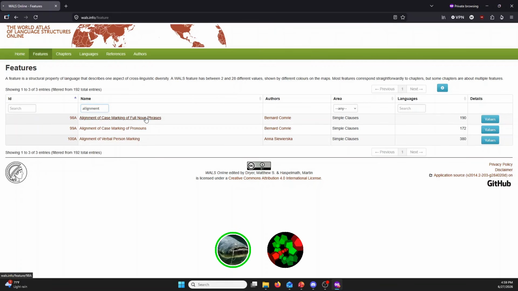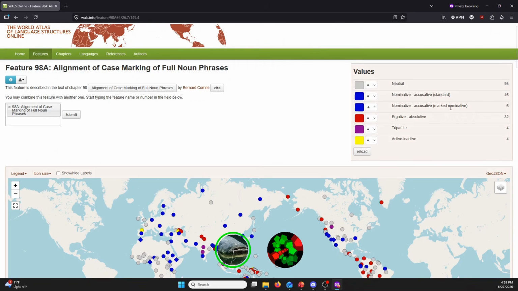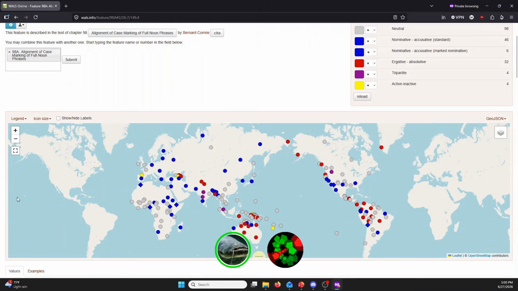So you see here we have values. Neutral means there's essentially no case marking on full nouns. There's nominative-accusative, and then nominative-accusative with this marked nominative, which we talked about, which is hypothesized to be, like, maybe all ergative. Ergative-absolutive, tripartite, and then active-active. This is like the active-stative distinction that I was talking about, basically at a glance. And then we can just look at the distribution on the map and see where things are. So you can see, for example, that English is neutral because, of course, we don't have case on full nouns.